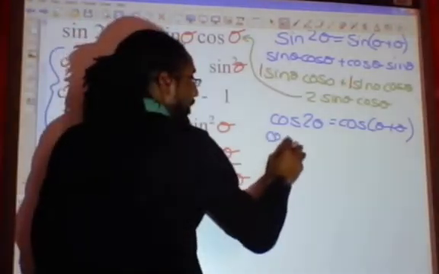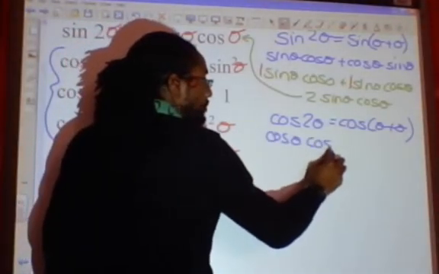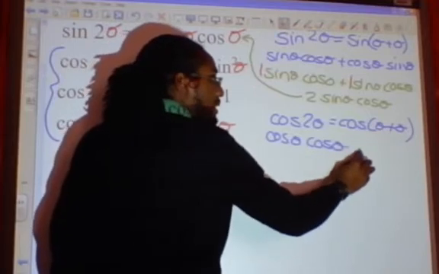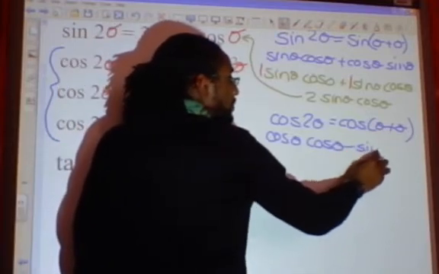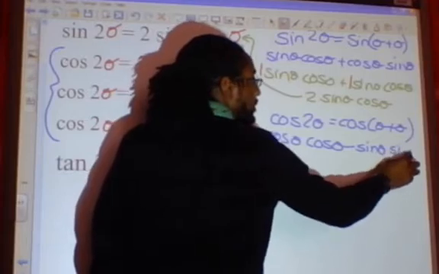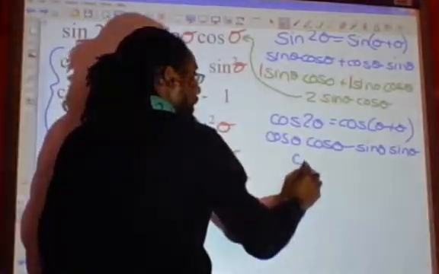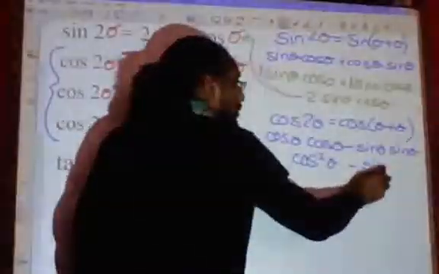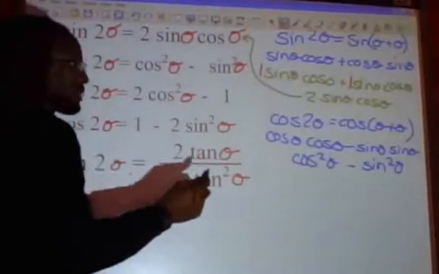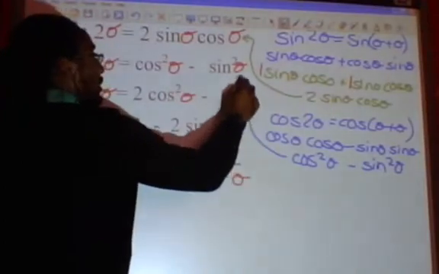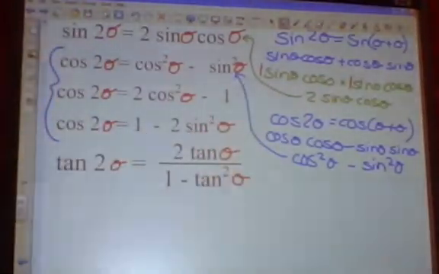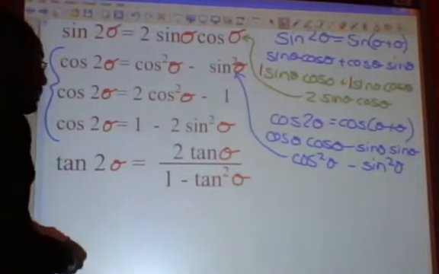So it's cosine theta cosine theta, and since it's a plus, we do a minus. Then we do sine theta sine theta. Now with that being together, we can multiply these together and get cosine squared theta minus sine squared theta. And that goes back to what we just said up here. So it is derived from the double angle identity. The double angle identity is derived from the sum of cosine.